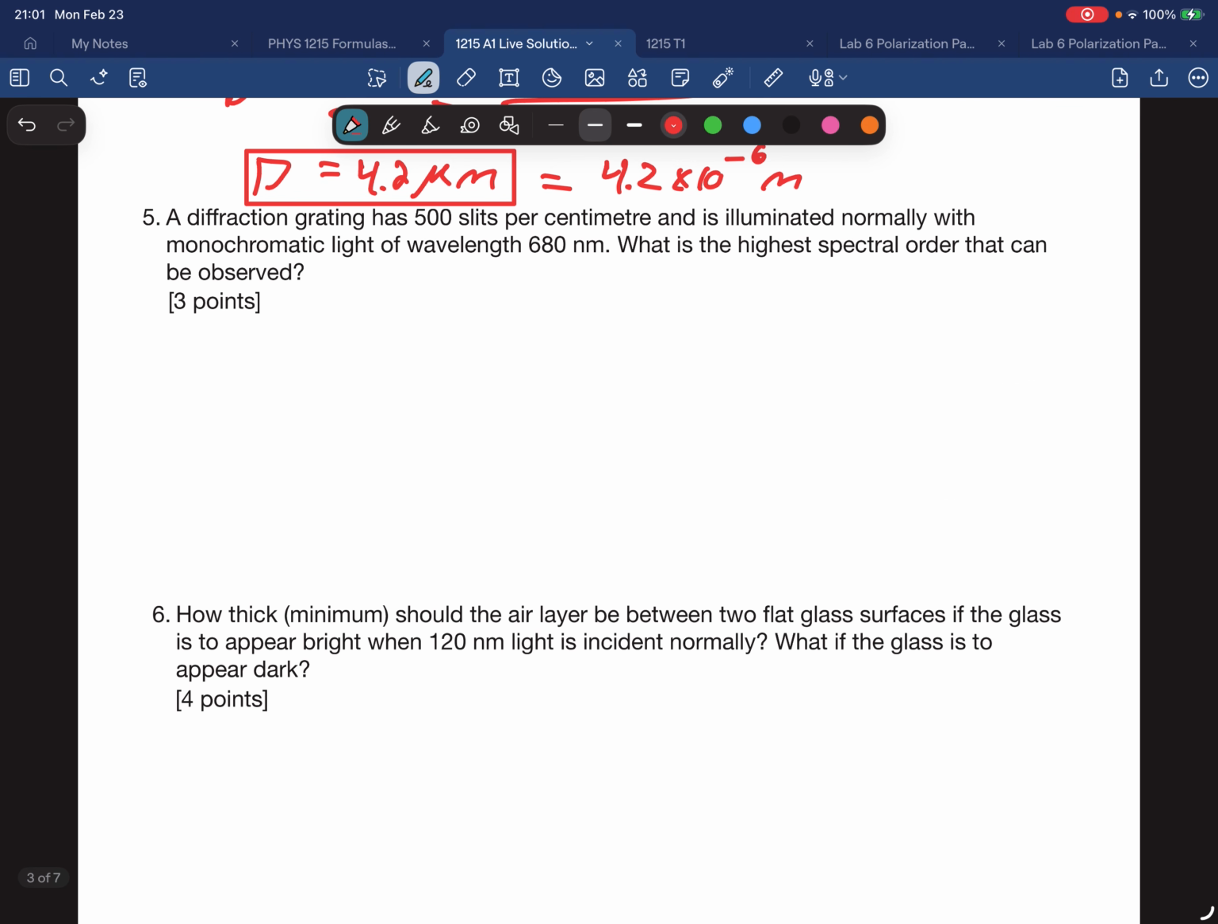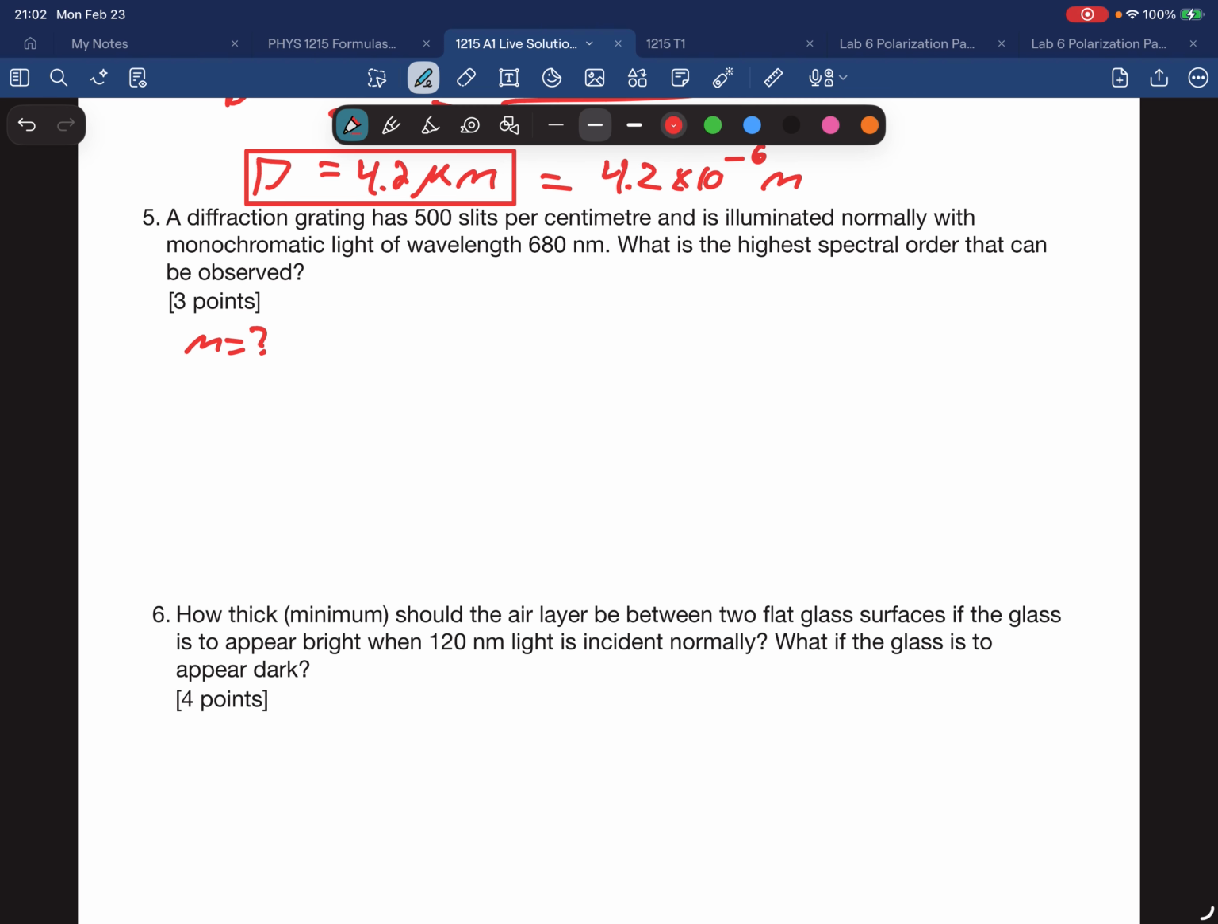For question 5, a diffraction grating has 500 slits per centimeter and is illuminated normally with monochromatic light of wavelength 680 nanometers. What is the highest spectral order that can be observed? So we're looking for M.